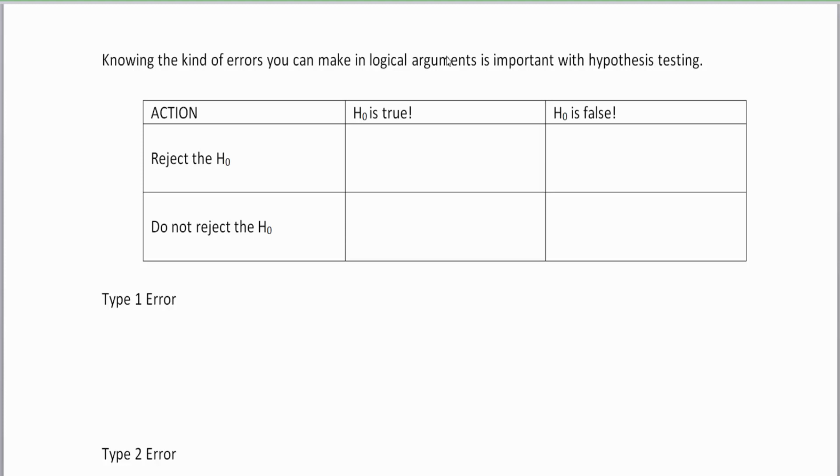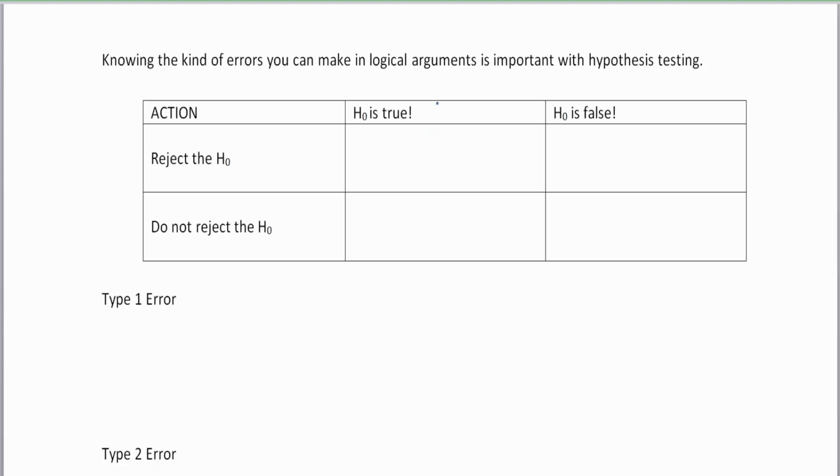In this video, we are going to look at type 1 and type 2 errors. In hypothesis testing, we're going to check to see if the null hypothesis is true or not. And that means we are either going to not reject the null hypothesis or we're going to reject the null hypothesis.